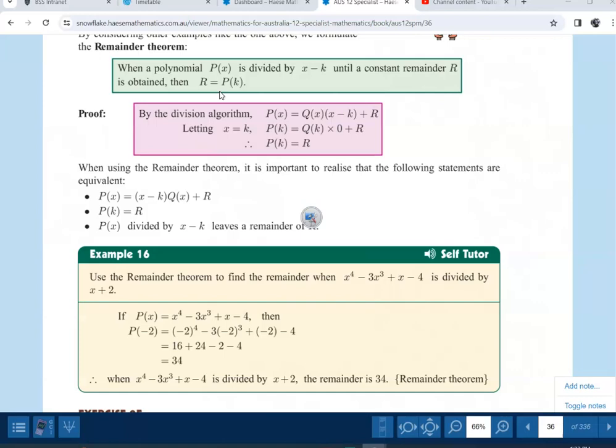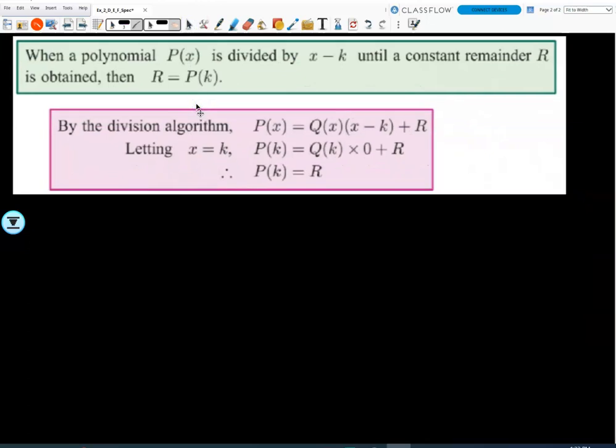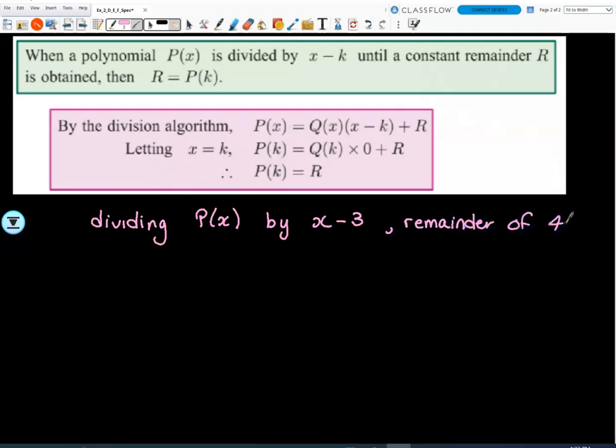The only difference now is that instead of saying blah, blah, blah, I'm dividing p of x by, let's say, x take 3, and I get a remainder of 4. All of that we can simply say, okay, p of 3 equals 4.